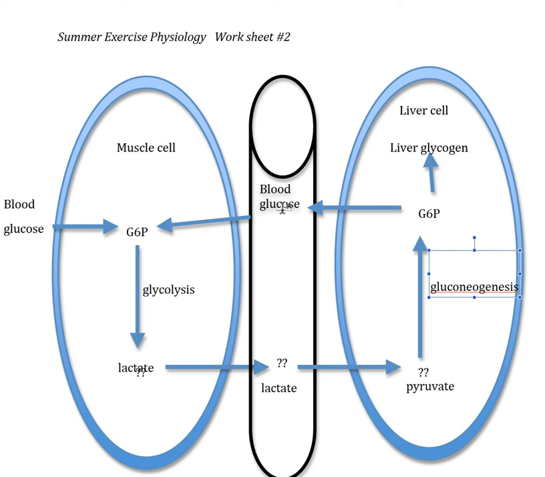That glucose 6-phosphate molecule is released into the bloodstream as glucose and then taken up by the muscle cell to make glucose 6-phosphate. So the Cori cycle is a way to sort of circulate glucose to lactate and then lactate or pyruvate back up to glucose.